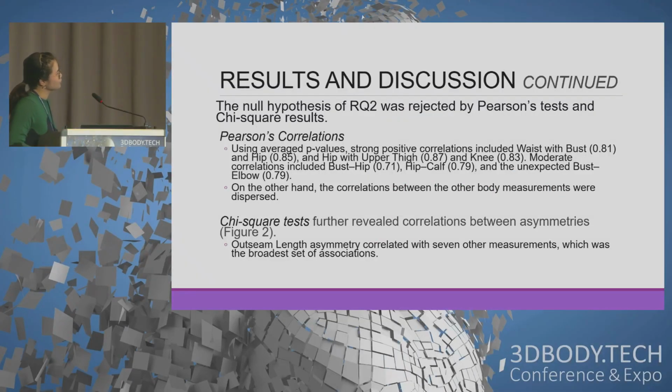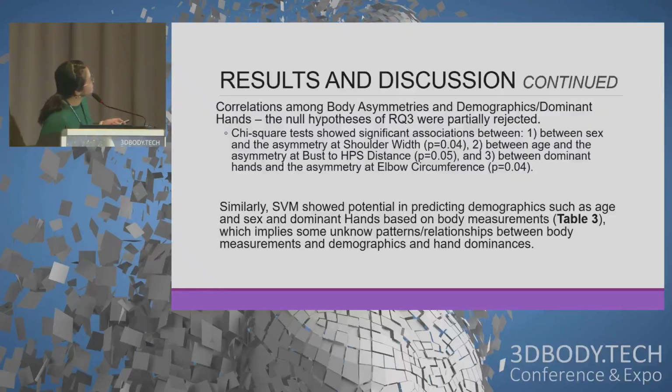Okay, research question 2: the null hypothesis was rejected. Strong positive correlations included the waist and the bust and the hip with the upper thigh and the knee. We also found moderate correlations, including bust to hip and hip to calf, and surprisingly bust to elbow. Now, correlations among body asymmetry and the demographics or dominant hand.